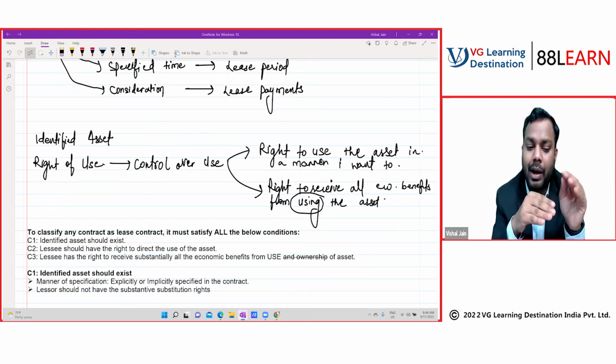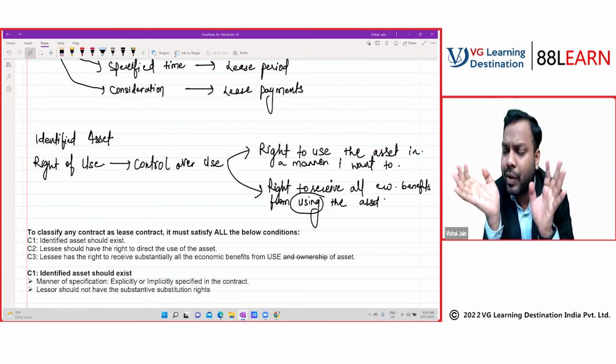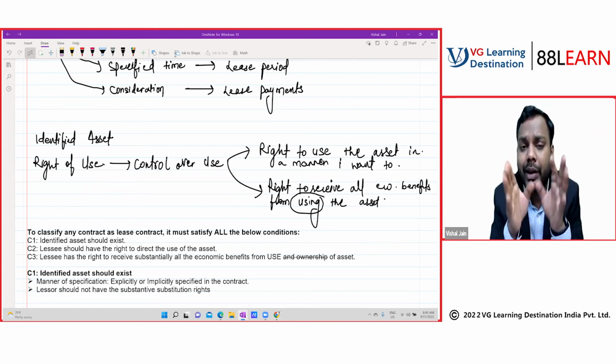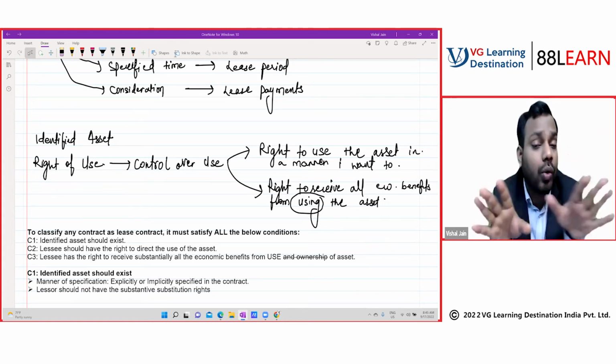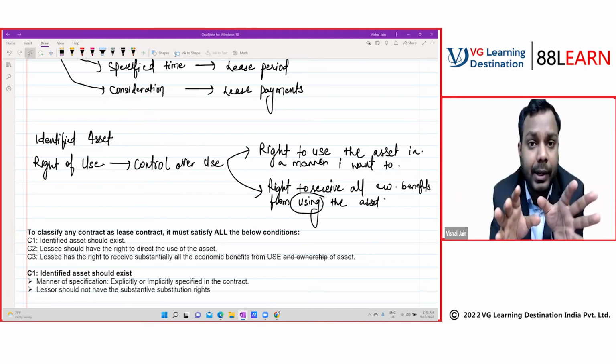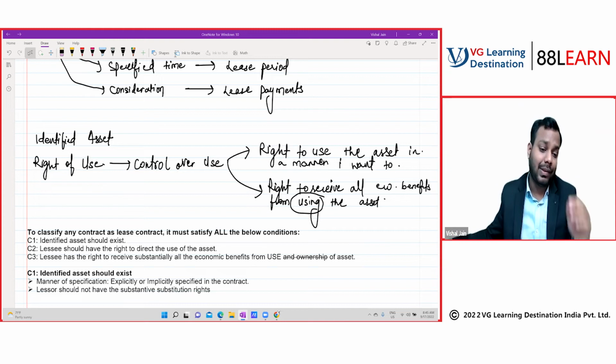So it's not that it has to be explicitly specified; either explicit or implicit is fine. It's not that the asset has to be explicitly specified. No, not required. Even if it is implicitly specified, it's fine. Okay. Now coming to the point that the lessor should not have substantive substitution rights.